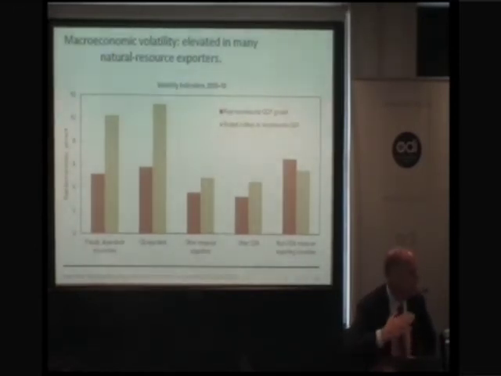So the countries that are so dependent on natural resources have to be able to withstand shocks much more than others, because they're simply exposed to more shocks. And that has a lot of impact on policies. What can you do about it?